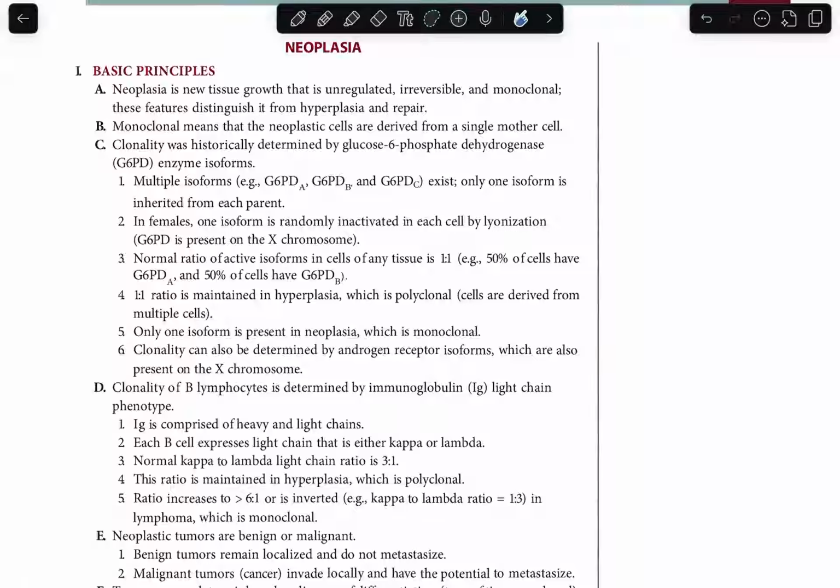Normal ratio of active isoforms in cells of any tissue is a 1-to-1 ratio. Example, 50% of cells have G6PDA and 50% of cells have G6PDB. A 1-to-1 ratio is maintained in hyperplasia, which is polyclonal. Cells are derived from multiple cells. Only one isoform is present in neoplasia, which is monoclonal. Clonality can also be determined by androgen receptor isoforms, which are also present on the X chromosome.